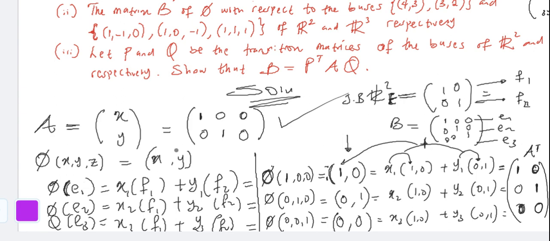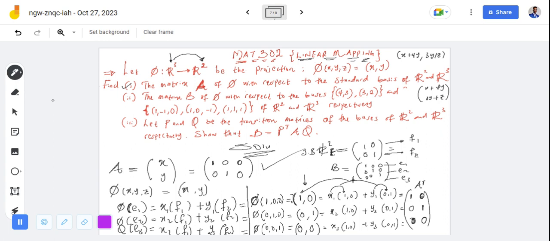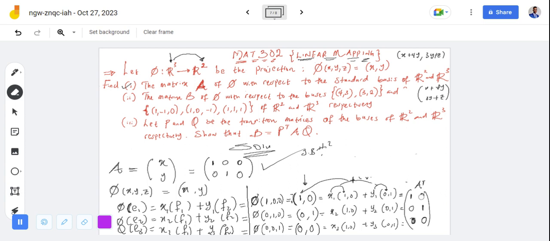Let me zoom out. Which one can I clean now? I can clean this. You don't need it. Let me just take this off. Since my A transpose is equal to this matrix I have here, let's check whether we will get the same result as what we have here.